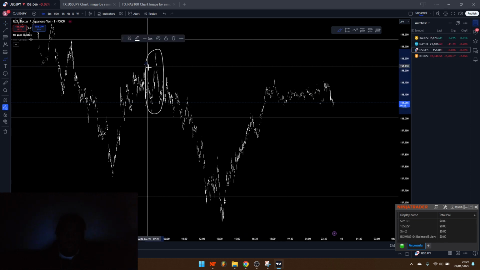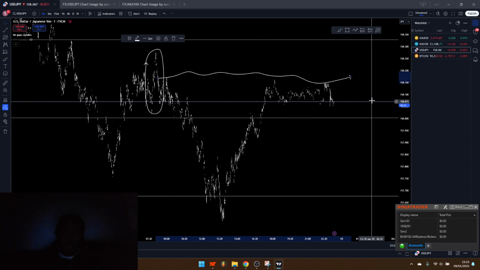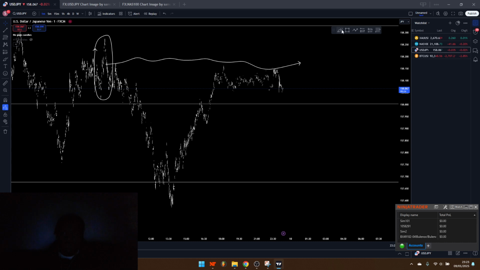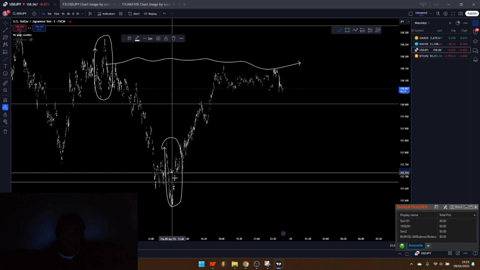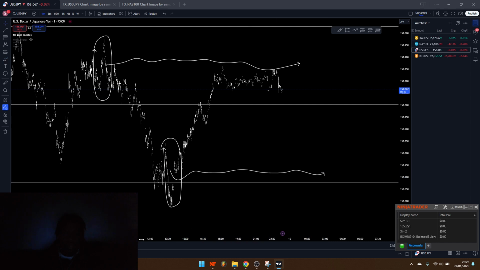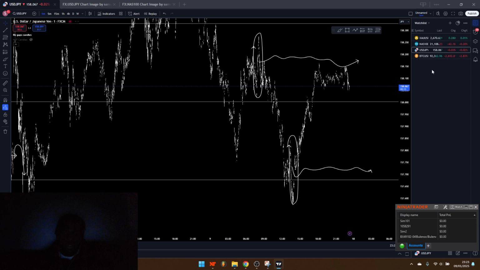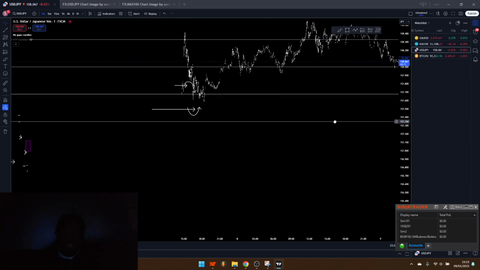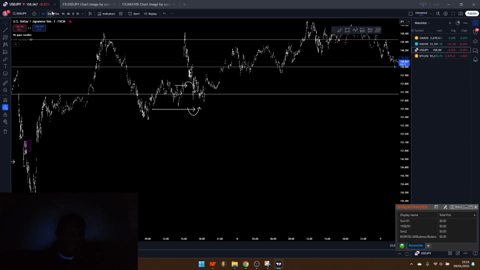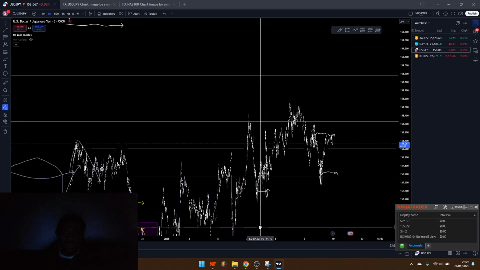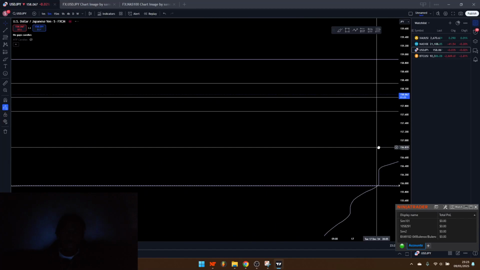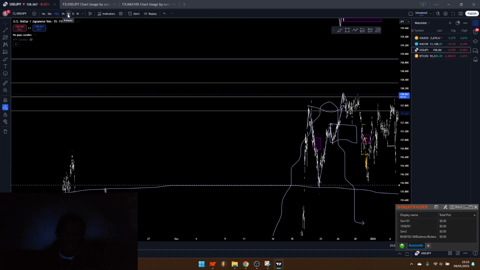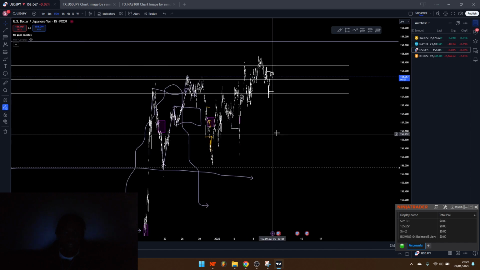The top and bottom of the range. If I zoom out a bit more, we're in a higher time frame. Let me get. Do I have to get rid of it? Damn. What the fuck was this? We've been rejecting from this for ages now.